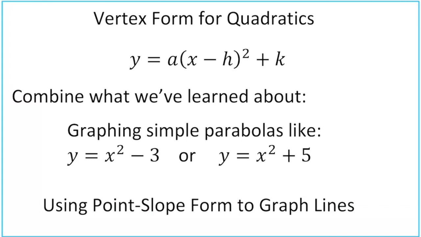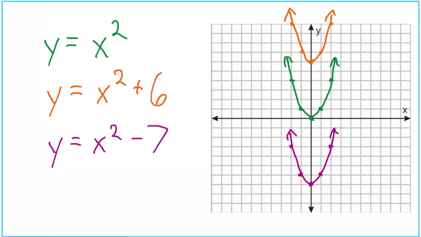Now, for the purpose of this video, we're going to just cover when the a value is equal to 1. In future videos, we'll take a look at what happens when the a value changes. Let's go ahead and quickly revisit the parabolas that we've already graphed. So we started with y equals x squared in the middle there in green. And then we learned that if you just add a plus 6 to it, it just shifts the parabola up 6 spaces. If instead we went x squared minus 7, it would go down 7 spaces.